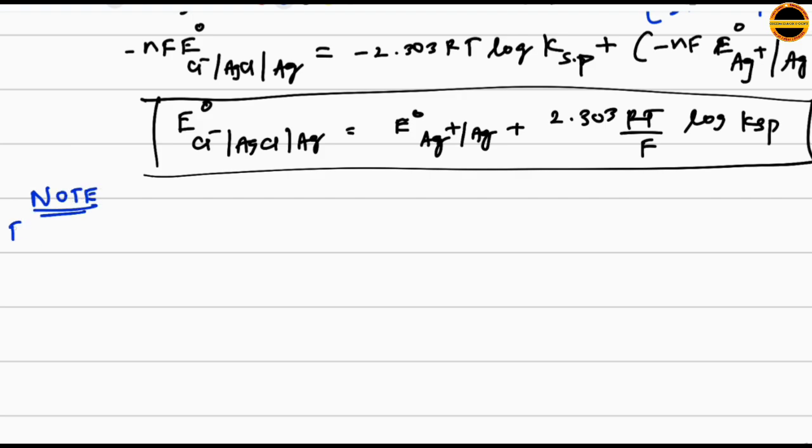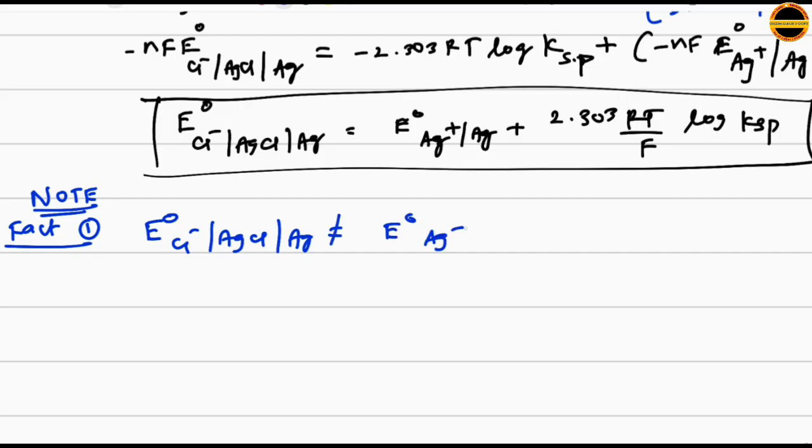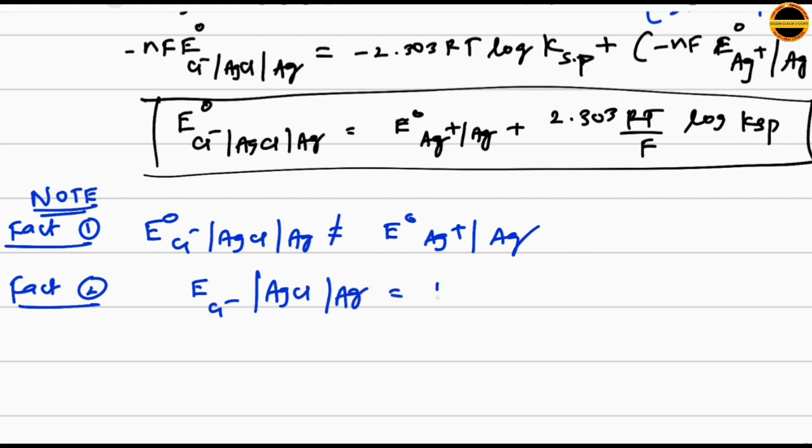Experimental observed values. Fact number 1. E naught Cl minus, AgCl, Ag is not equal to E naught Ag plus, Ag. In standard form it is not equal, but the same if you use normal form like E, here you specify E Cl minus, AgCl, Ag is equal to E Ag plus, Ag.